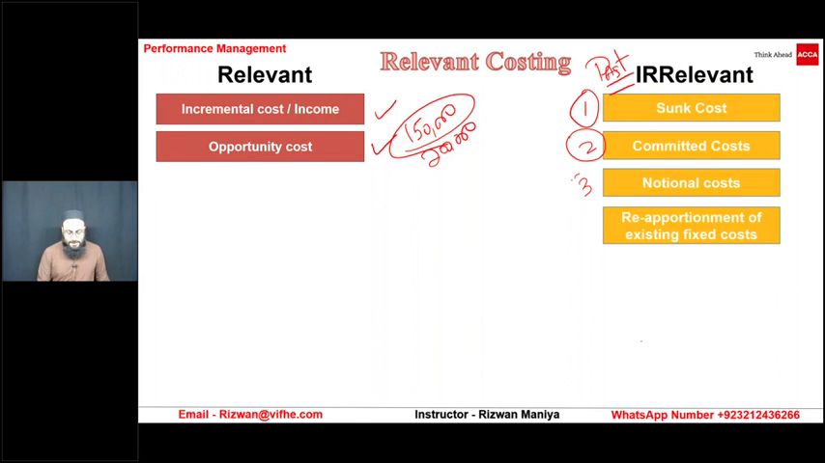Now, notional means imaginary. So imaginary cost is not a relevant cost. The best example of notional is your absorption rates. Absorption rates are basically notional cost. Any imaginary cost, any artificial cost is not a relevant cost. So if you are absorbing your fixed overheads, that will not be a relevant cost for a decision, because that is an artificial cost, because that is not being incurred specifically for the decision. So any cost that is notional, imaginary, not real, will not be a relevant cost.